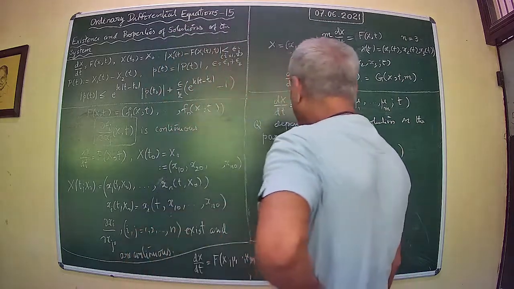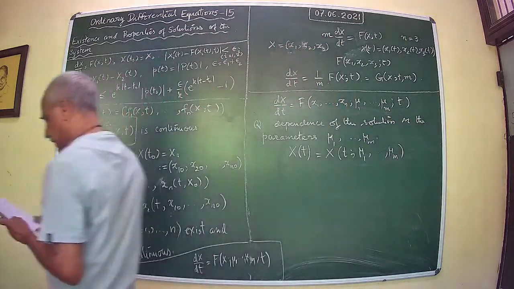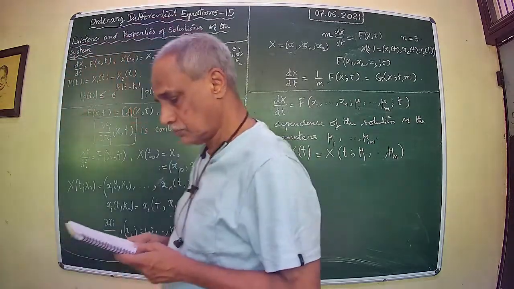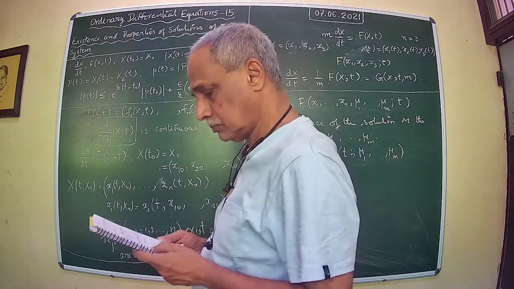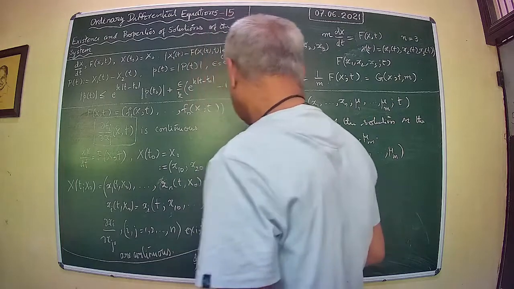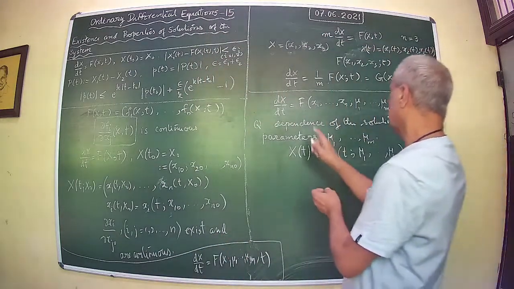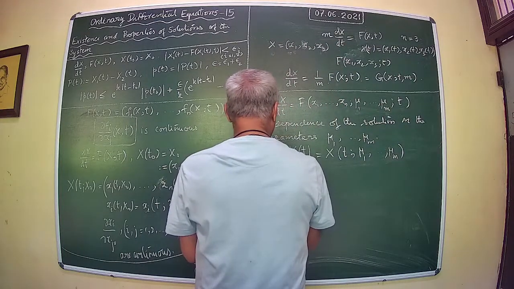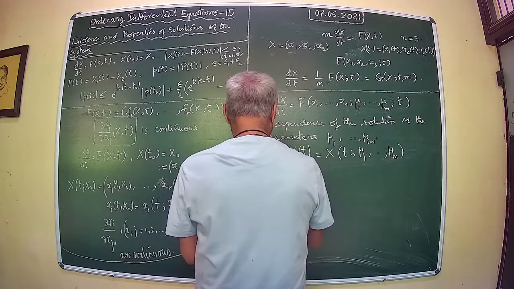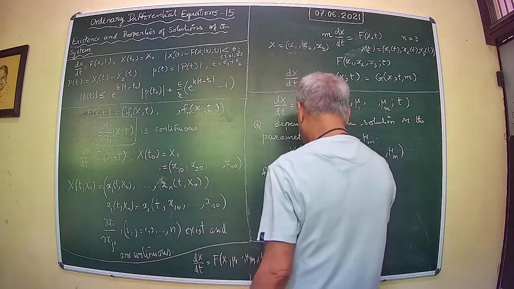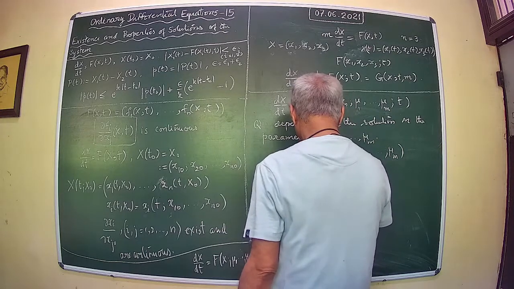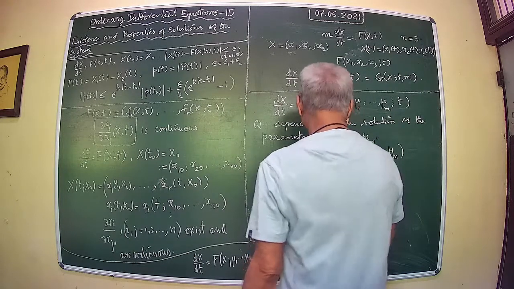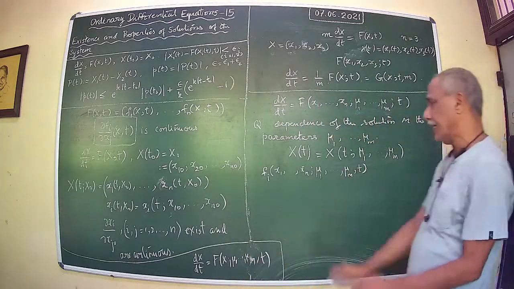Now suppose the capital F, what are the components of this? The components are f1, f2, etc., fn, each a function of x1, x2, etc., xn, mu1, etc., mu m, and t. This is the given data.